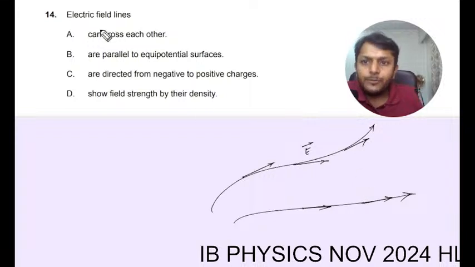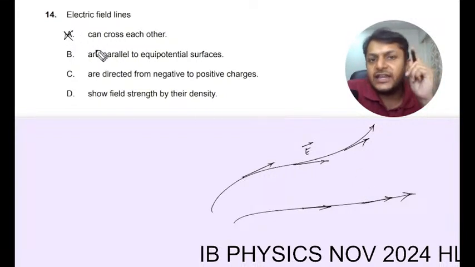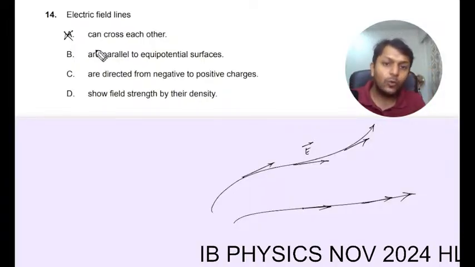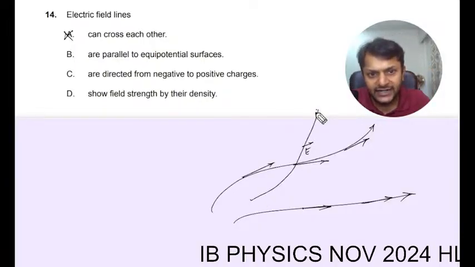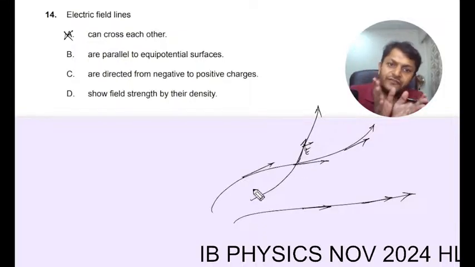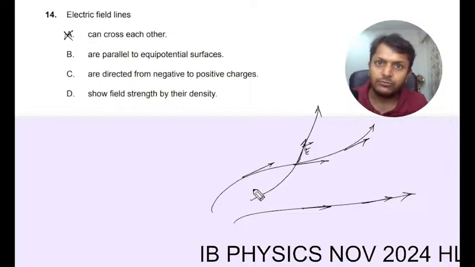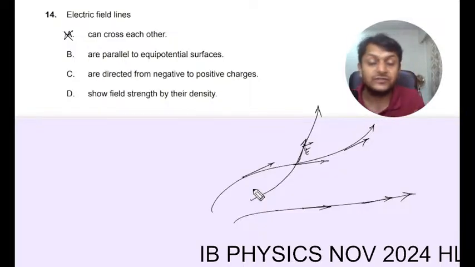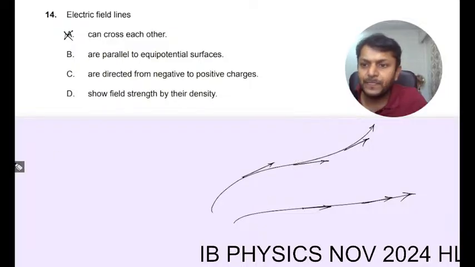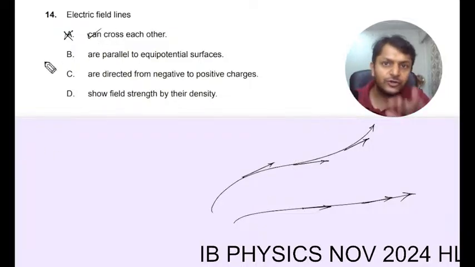So point number one, can they cross each other? Well, this is the first feature. They can never intersect each other. Why? Because if they were intersecting like this, there would be two directions of electric field at one point, because there would be two different tangents to two different curves at the same point, which means the electric field has two different directions, which is of course not possible. So we have to say that they will never intersect each other, no doubt about it.